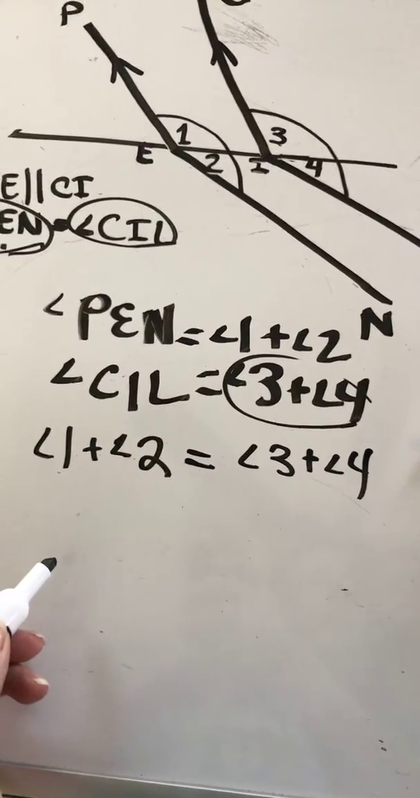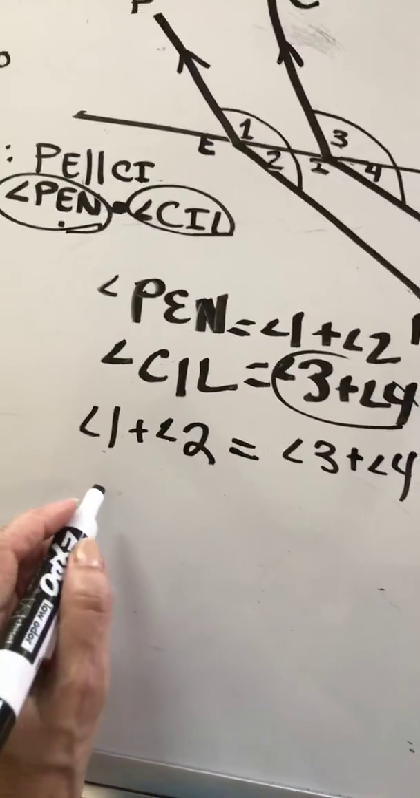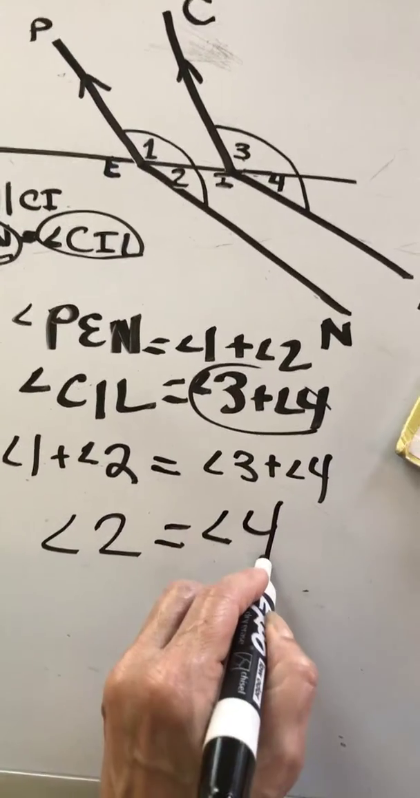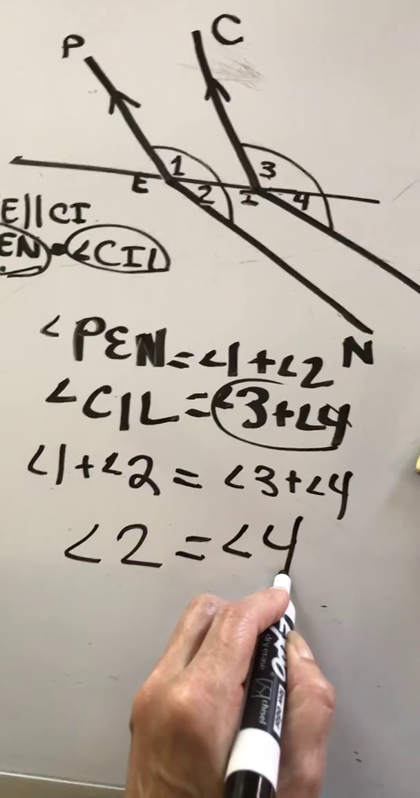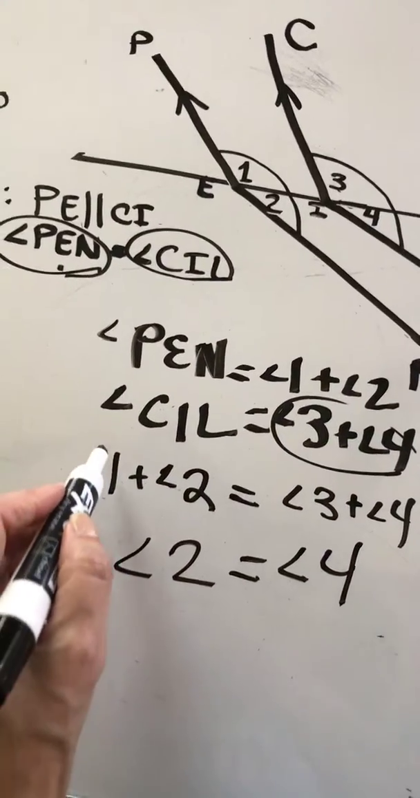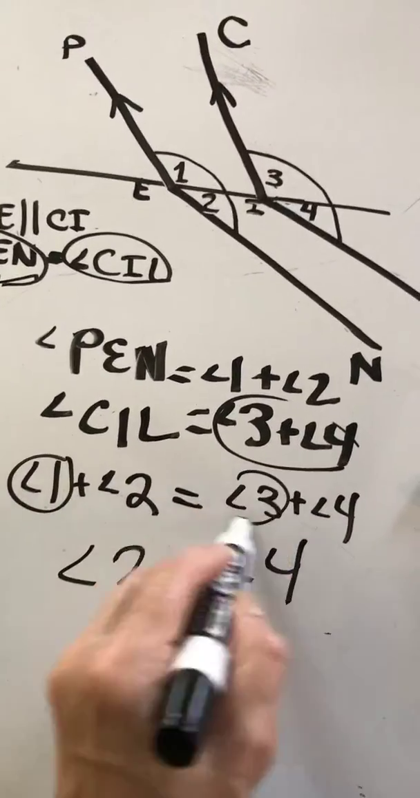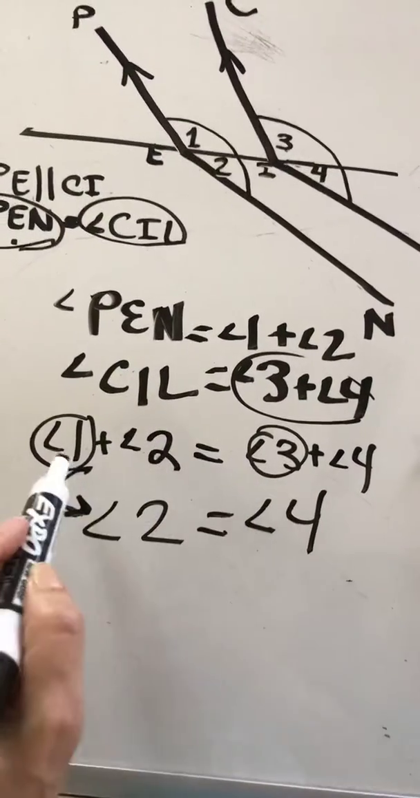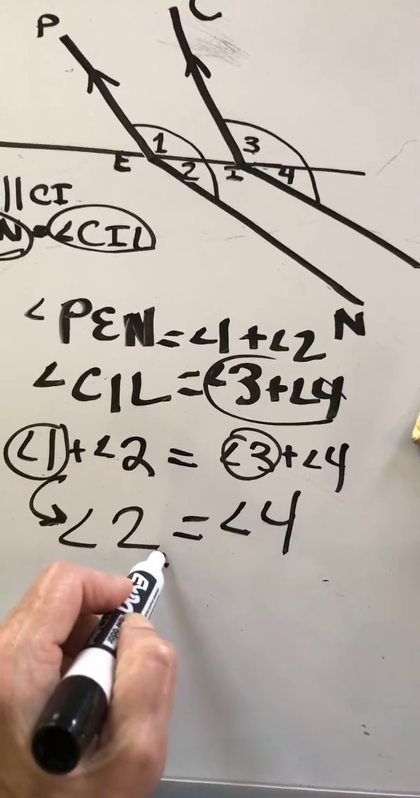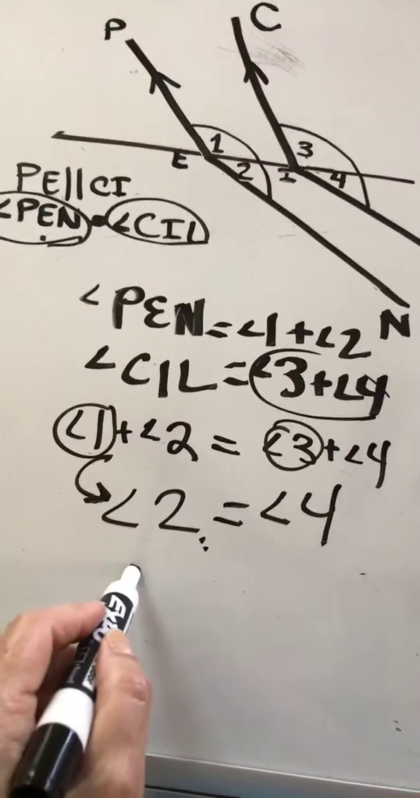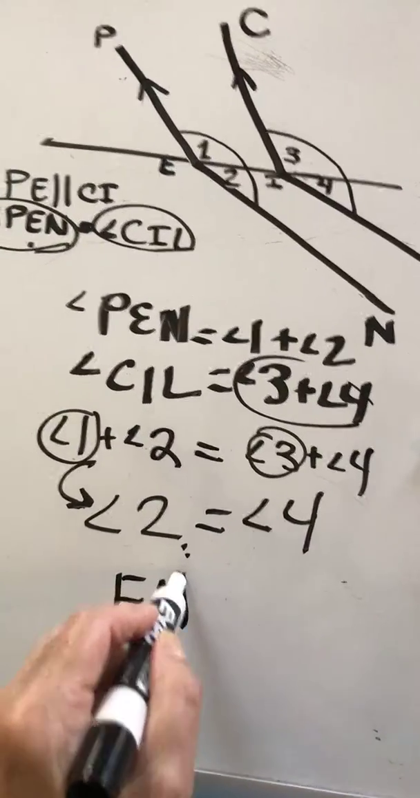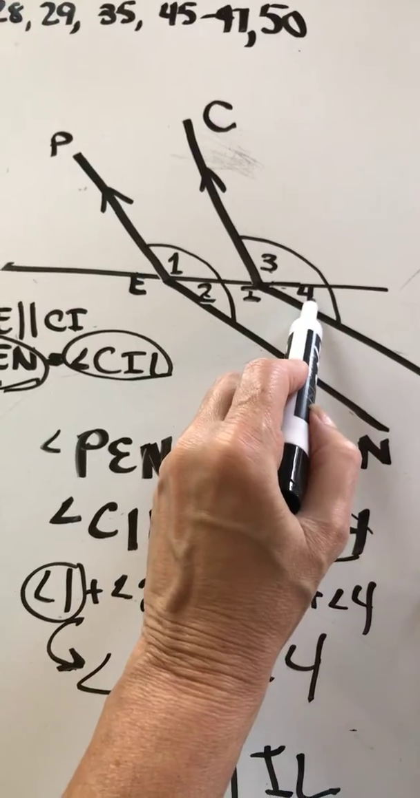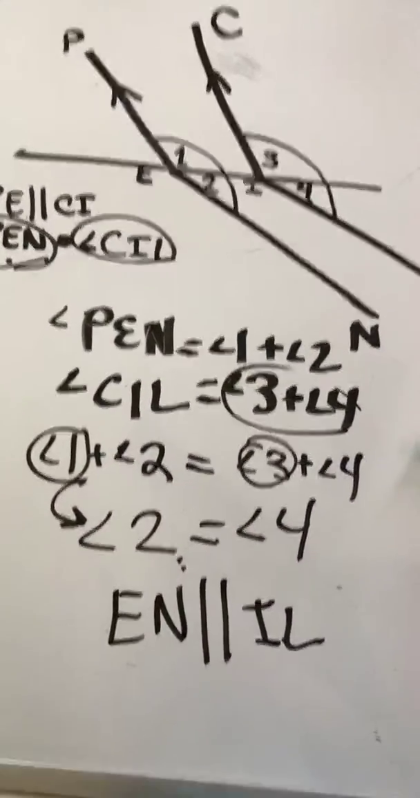11 says, why does angle 2 equal angle 4? Well, look what it said in number 8. Number 8 said that this angle, angle 1, equals this angle, angle 3. What have we done to get to here? We've subtracted the same measurement since they're equal. So to get here on number 11, it is subtraction. Number 12 says, then why is EN parallel to IL? And that would be because when corresponding angles are equal, the lines are parallel.